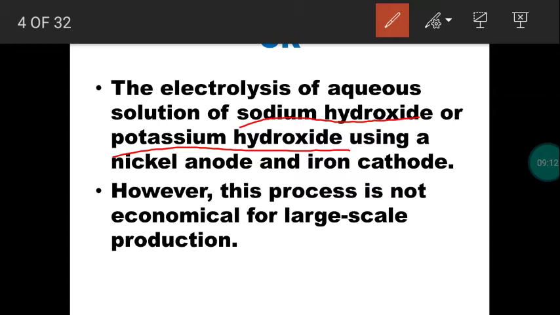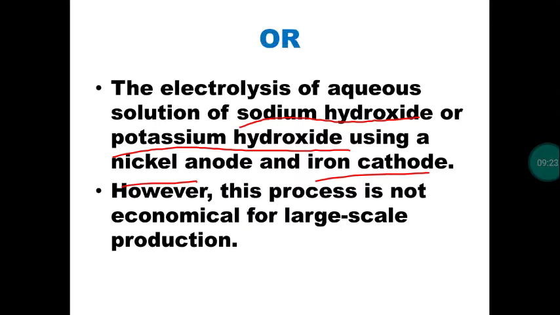Do the same electrolysis process using nickel as anode, iron as cathode, you will get hydrogen gas. Now what is the drawback of this electrolysis process? Because of this electrolysis process, hydrogen cannot be prepared in a larger scale. So this is not an industrial preparation. This is not a manufacturing process. So hydrogen can be prepared in a smaller quantity. So this is not a suitable one in an economical way for larger production of hydrogen. So this is first method of preparing hydrogen using electrolysis process.